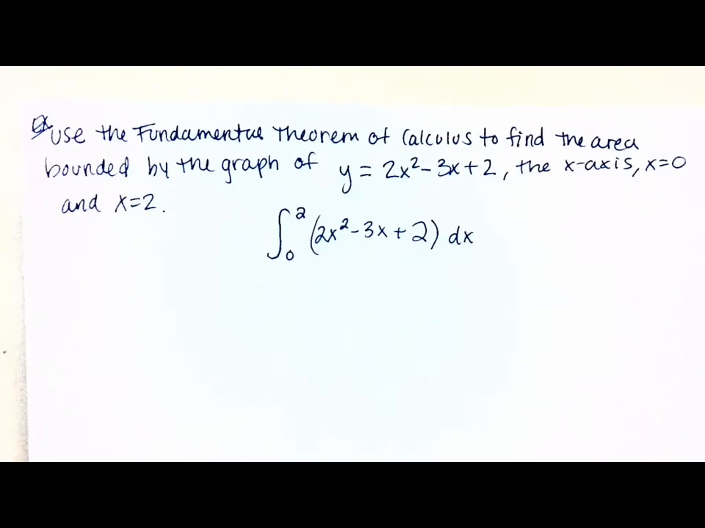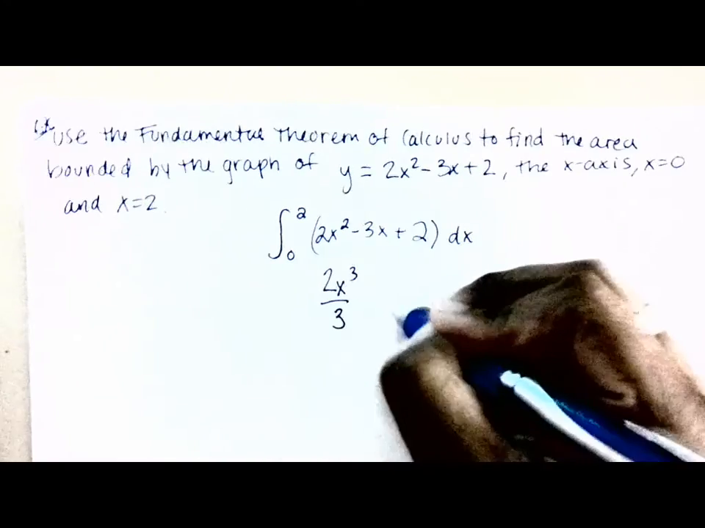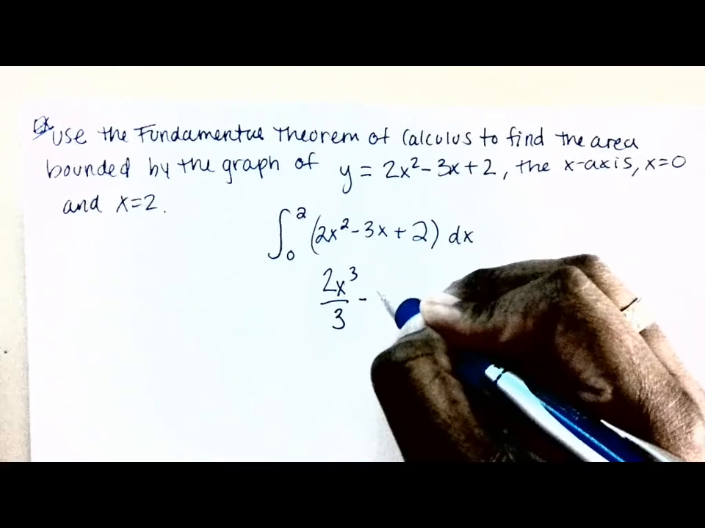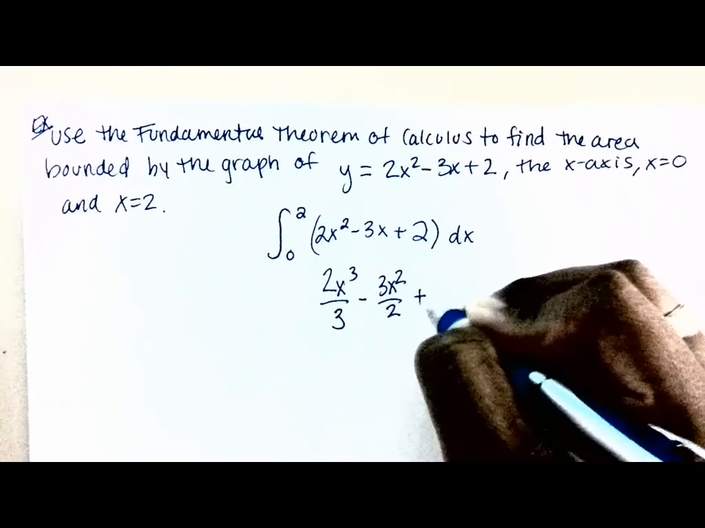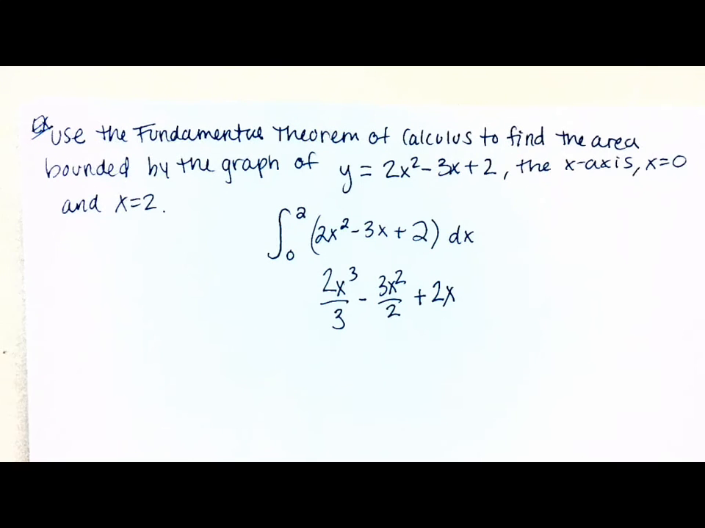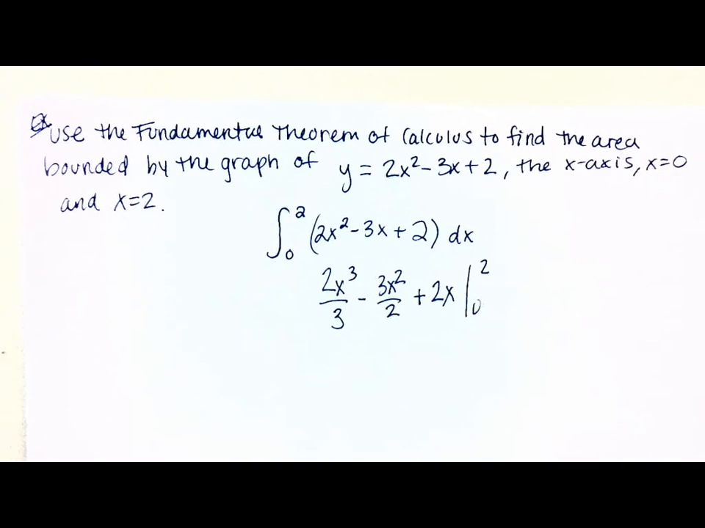dx. Now we integrate. So take the antiderivative. 2x cubed over 3 minus 3x squared over 2 plus 2x. Are we okay with that antiderivative? And we're going to evaluate it from 0 to 2.